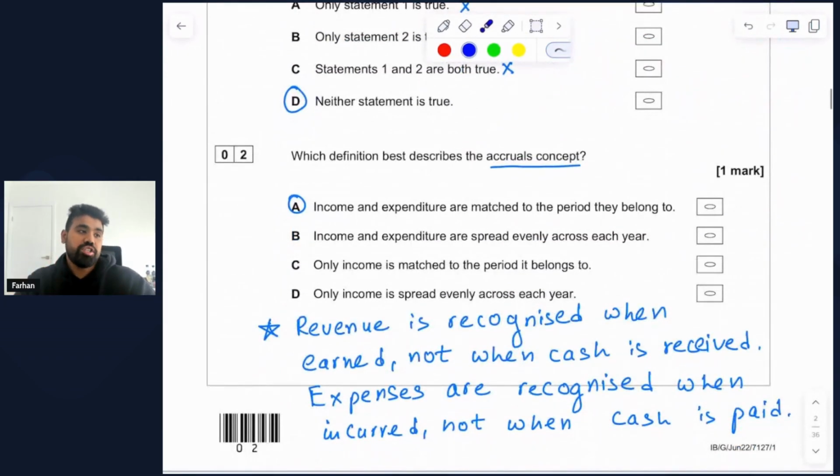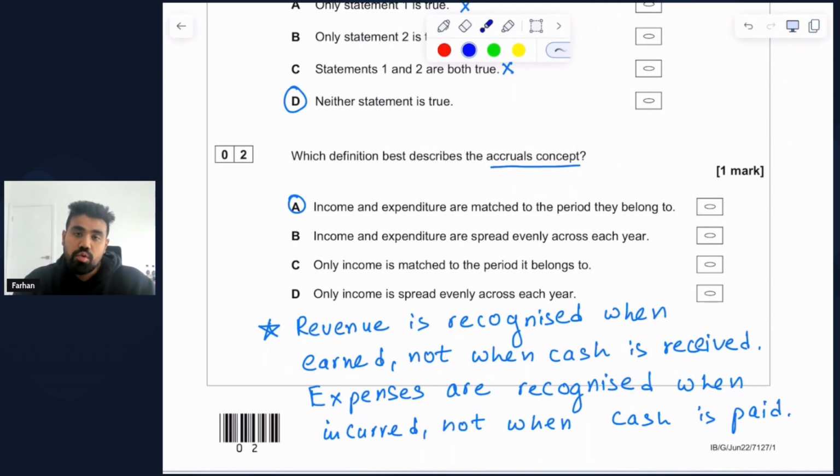What about the second question? Which definition best describes the accruals concept? Now, the accrual basis simply states that revenue is recognized when earned, not necessarily when cash is received. And expenses are recognized when incurred, not necessarily when cash is paid. So this means that you may have expenses that you will incur for the current financial year, but you are not paying for them using cash. You may pay for them next year. Even though that is the case, this is still an expense valid for the current financial year.